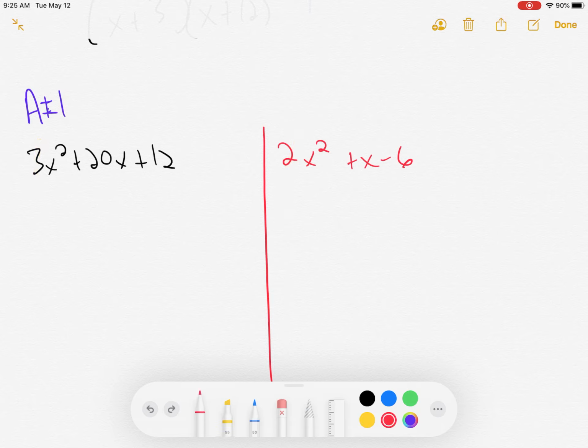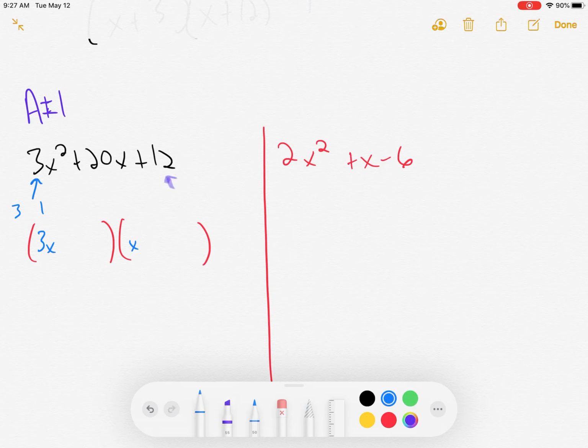Okay, this isn't all that different, though. In order to do this, we're still going to have 2 sets of parentheses. But what we need to do is list out numbers that multiply to get our a value. So I'm going to say 3 and 1, because 3 and 1 are the only numbers that multiply to give me 3. So I will have a 3x, and I'll have an x. This is technically 1x, but again, we don't write the 1x.